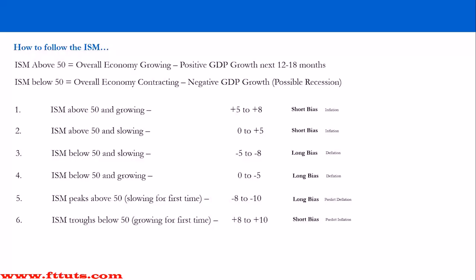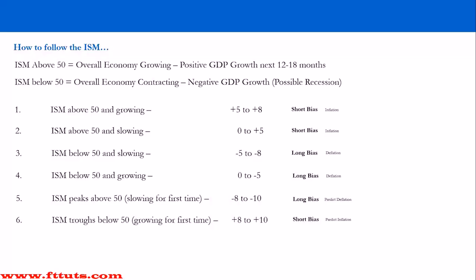So we scorecard for our currencies in the following way. If the ISM is above 50 and growing, we will give a fairly high inflationary score, which is a +5 to a +8 on the scorecard. And an inflationary score tends to give us a short bias on the currency.